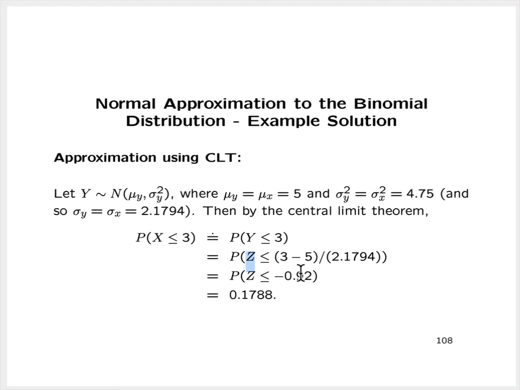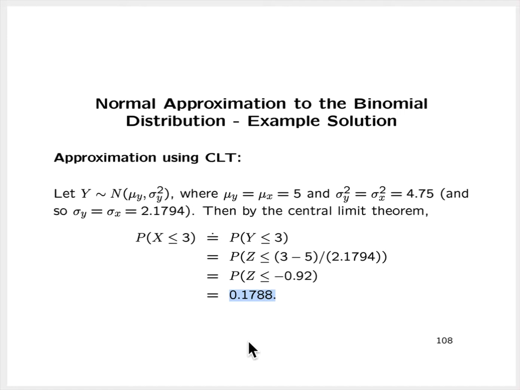And then on the right-hand side, 3 minus 5 over the standard deviation, which is 2.1794, rounding that to 2 decimal places, because that is the number of decimal places that we had in the standard normal table that we're using, we would get negative 0.92. So this probability is equal to the probability that the standard normal random variable is less than or equal to negative 0.92. And then from the standard normal table, we get 0.1788.